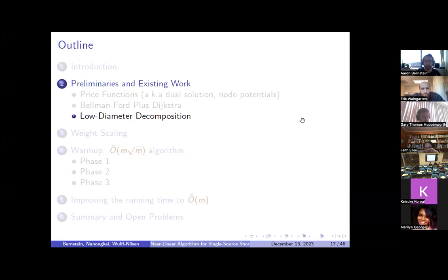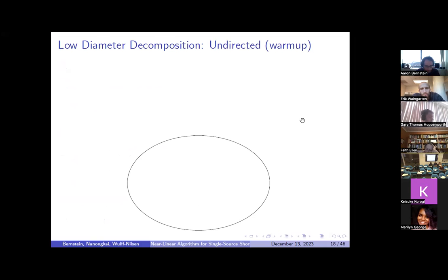Okay. The last preliminary is by far the most important and the most complicated, and also a lot of it is kind of new to this paper. And so for this, I'm going to have a whole discussion of low diameter decomposition. I want to start by talking about low diameter decomposition in undirected graphs, which has been around for a long time, just as a warm-up to give you an intuition for what's happening. So the basic idea is that a lot of problems are easier to solve if the graph has small diameter.